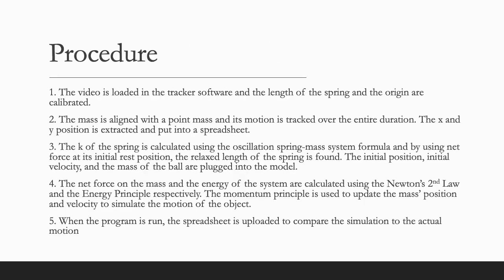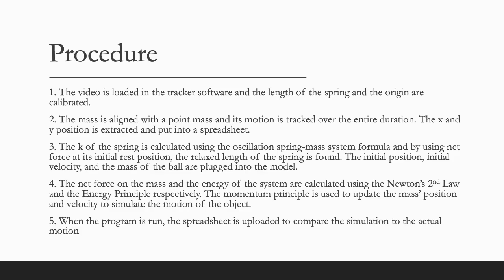The procedure for this lab is that first the video is loaded in the tracker software, and the length of the spring and the origin were calibrated. The mass was aligned with the point mass, and its motion was tracked over the entire duration. X and Y position were extracted and put into a spreadsheet. The k of the spring was calculated using the oscillation spring mass system formula, and by using net force at its initial rest position, the relaxed length of the spring was found.